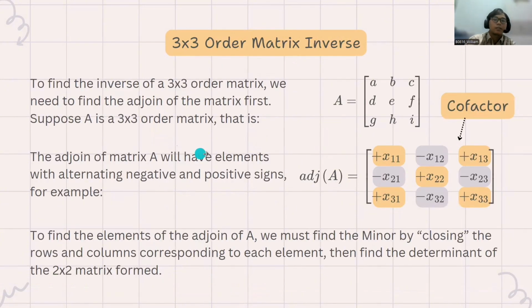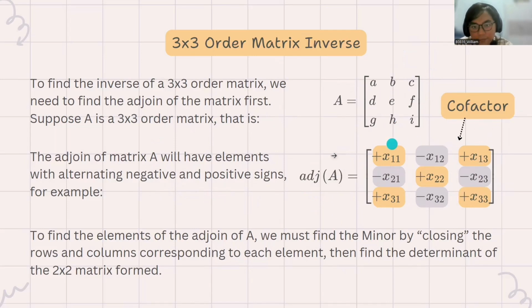Next is the 3 multiplied by 3 order matrix inverse. To find the inverse of a 3 multiplied by 3 order matrix, we need to find the adjoint of the matrix first. Suppose A is a 3 multiplied by 3 order matrix that is like this. The adjoint of matrix A will have elements with alternating negative and positive signs. For example, like this: plus, minus, plus, minus, plus, minus, plus, minus, plus.